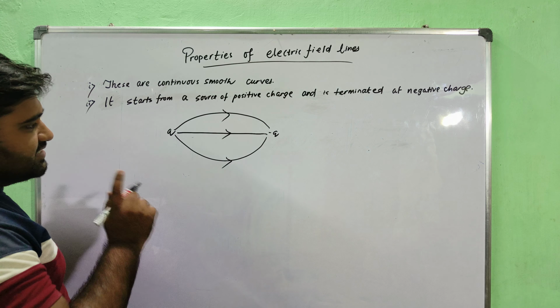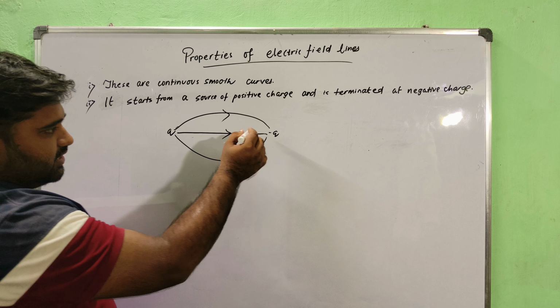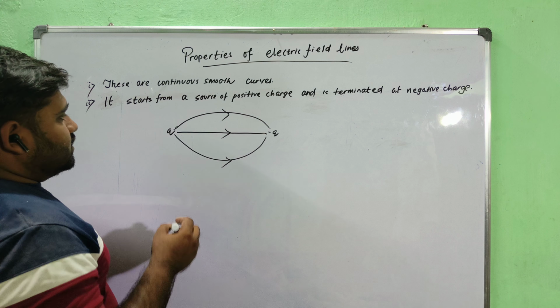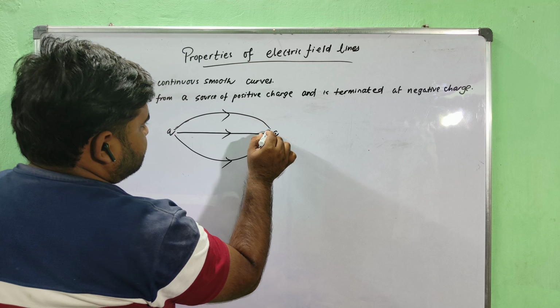Okay. See, this is a continuous smooth curve starting from the positive charge and it's getting terminated at a negative charge. But this is no closed loop. If it had a closed loop, we'll study about closed loop in other sections of physics. But now it is starting from here and getting terminated here. It is not continuing like this. So it is starting from a positive test charge and is ending at a negative charge.